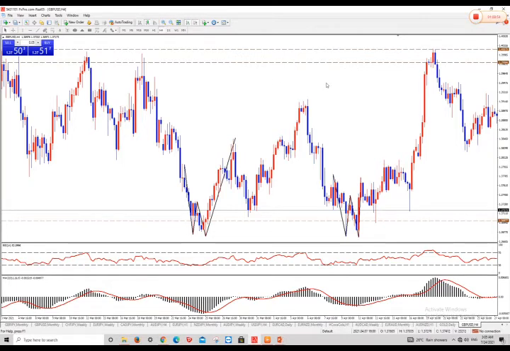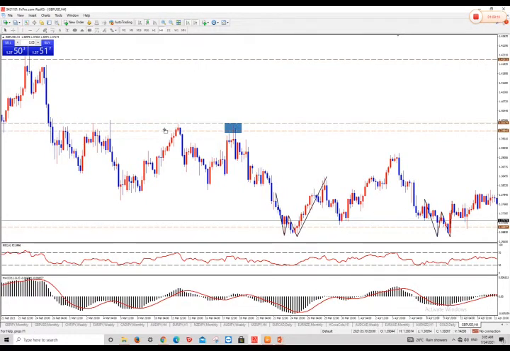I'm going to shade the clues that tell you that this level you have drawn is relevant to the market's activities. It is relevant. Let's see how it goes. Let's see. So this is my first clue. Clue number one.